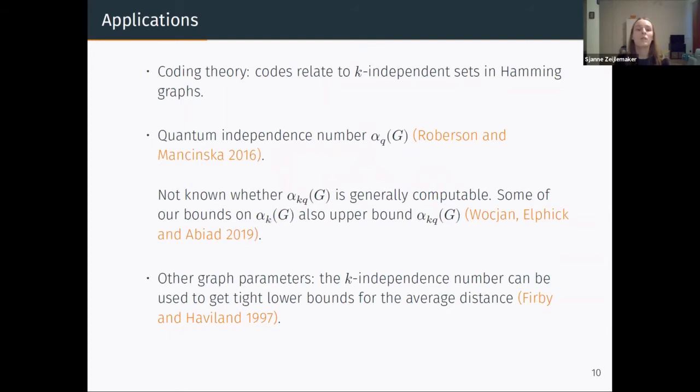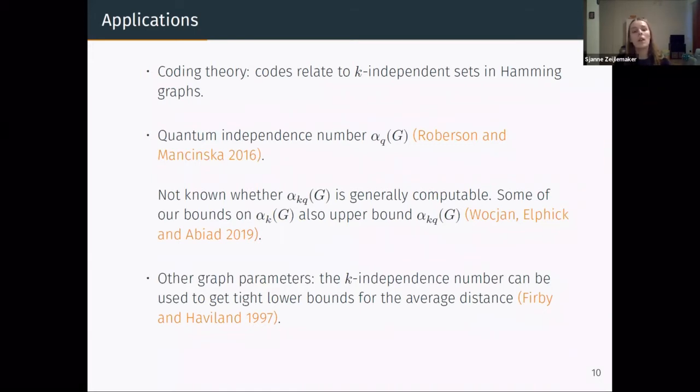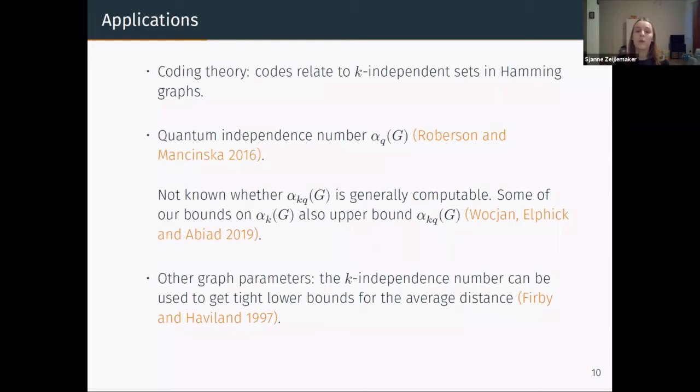And another application is the quantum independence number, alpha q. So in the same way as the normal independence number, you can generalize this to k-independence. And for this parameter, we don't know whether it is in general a computable function. So here to have some kind of upper bound is even more valuable. And some of the bounds that we present in this paper and in this talk also upper bound the quantum k-independence number.